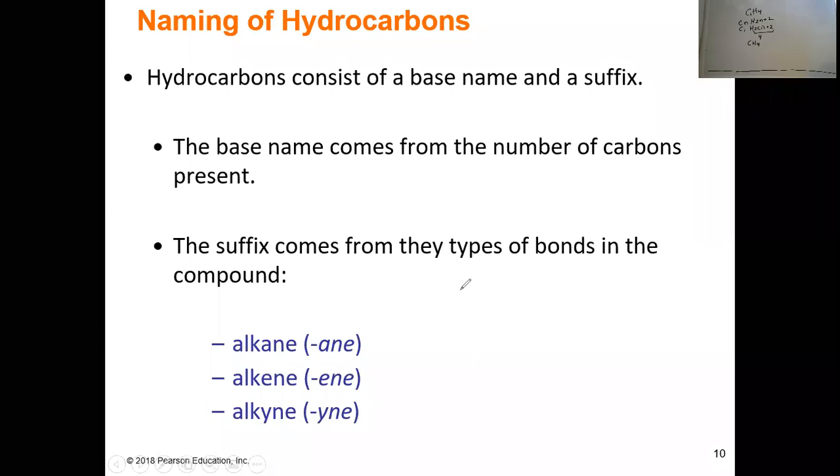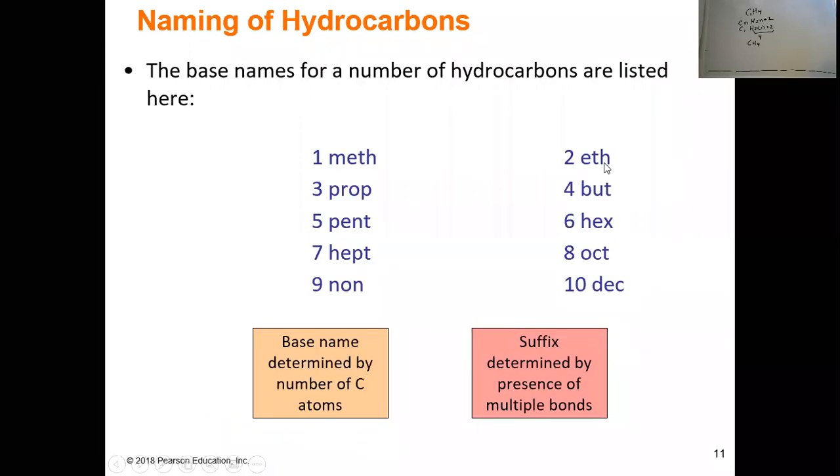So we've already looked at the suffix part of that. But what we want to look at next is this part here. The base name comes from the number of carbons present. This unfortunately is going to require a little more memorization because you're going to have to know the prefixes for each of the organic compounds. But you only have to know the 10 of them, and a lot of them are very straightforward. It gets very repetitive. There's only so many ways that you can have a prefix for the number 5. So get used to those.